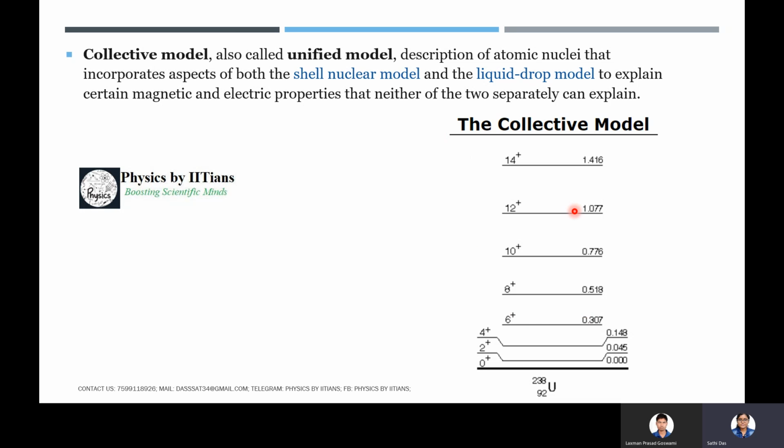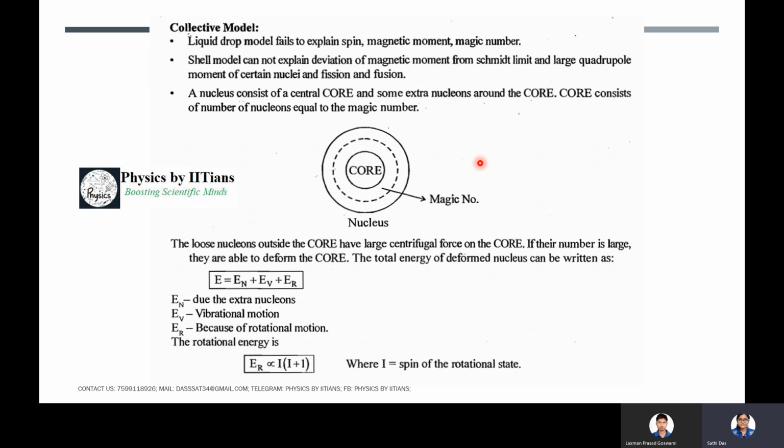So this is the collective model of the uranium nucleus. We shall derive the different terms, that is 0 plus, 2 plus, 4 plus. What are those? In this lecture I shall tell you. So first of all, why do we need the collective model? The liquid drop model fails to explain spin, magnetic moment, magic number, but the shell model cannot explain deviation of magnetic moment from the Schmidt limit and large quadrupole moment of certain nuclei, and fission, fusion it cannot. So we can think of some more model which will tell each and every phenomenon.